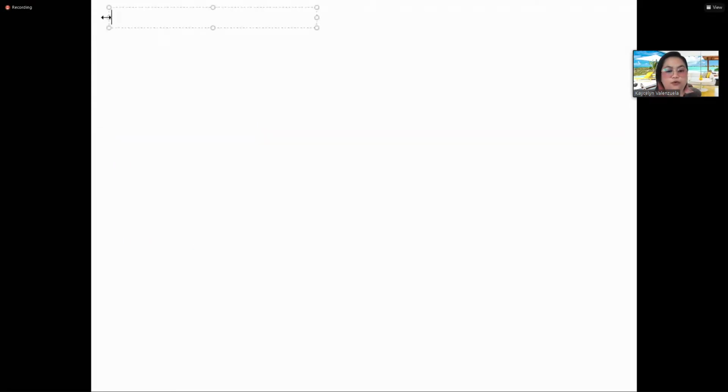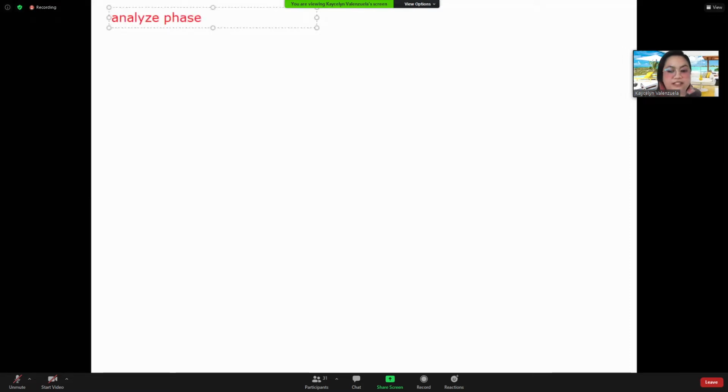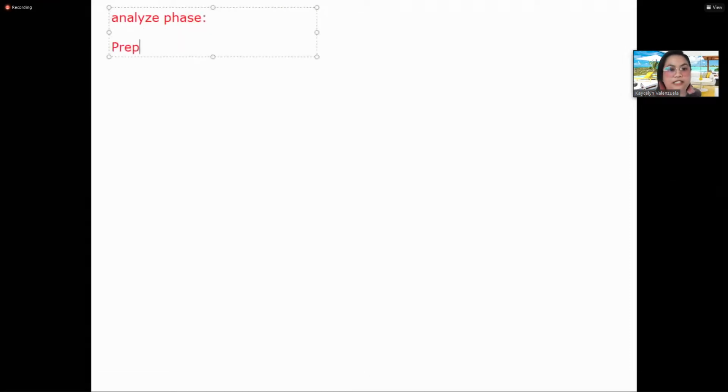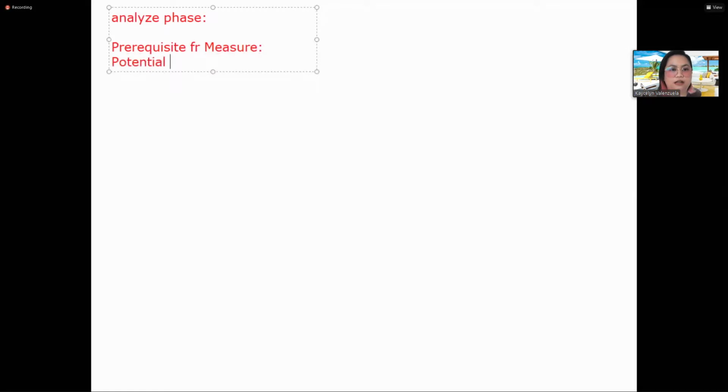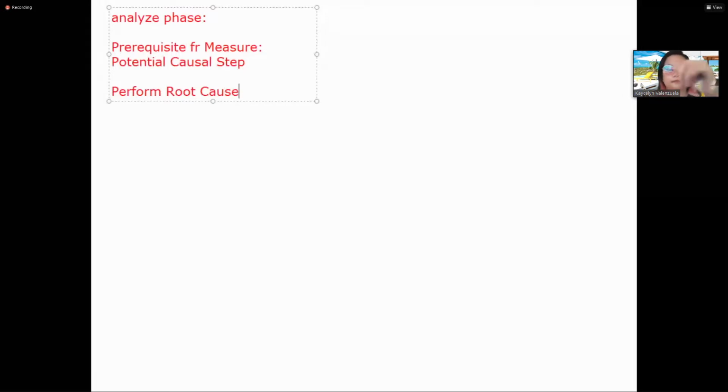Okay. So, at the start of our analyze phase, okay, may prerequisite ka. From measure, which is yung potential causal step para maging focused yung analysis mo. So, from that potential causal step, you perform root cause. Now, sabi natin, it can be YY through fishbone diagram.